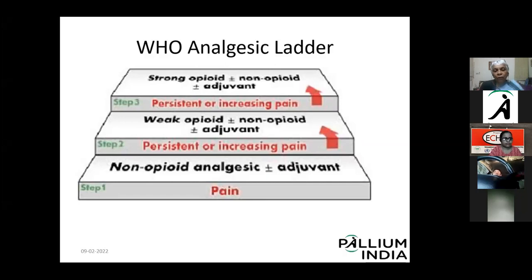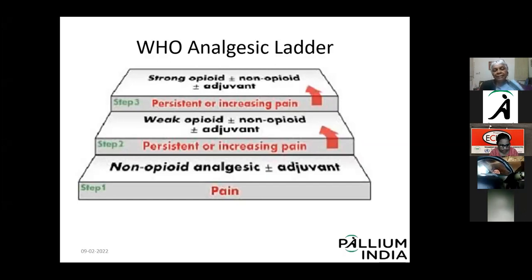Again, if this is not controlled with this also, or if the pain severity is very severe, like on the scale of more than 7 to 8, that is called severe pain. Or if it's not controlled with step 1 and step 2, then you have to move on to adding a strong opioid. You replace the weak opioid with a strong opioid along with a non-opioid and an adjuvant if necessary.